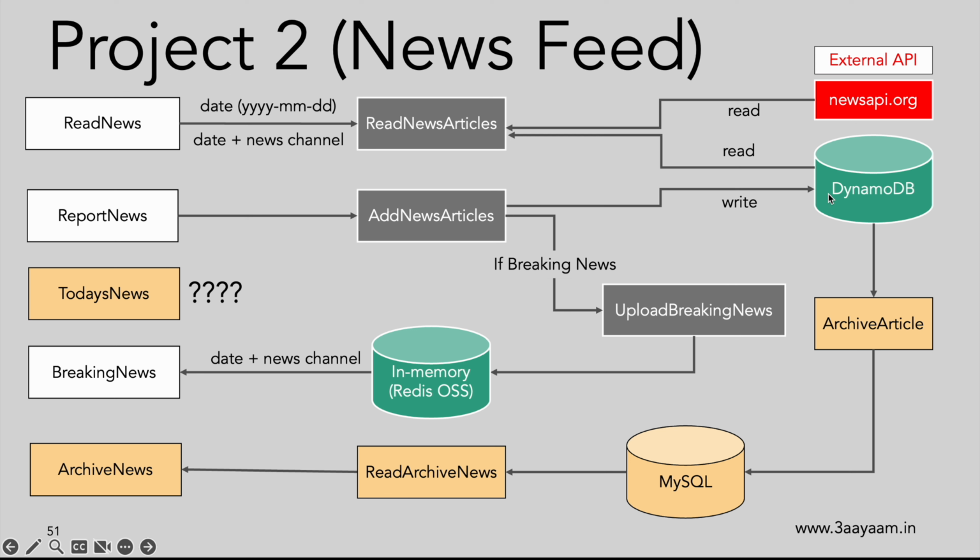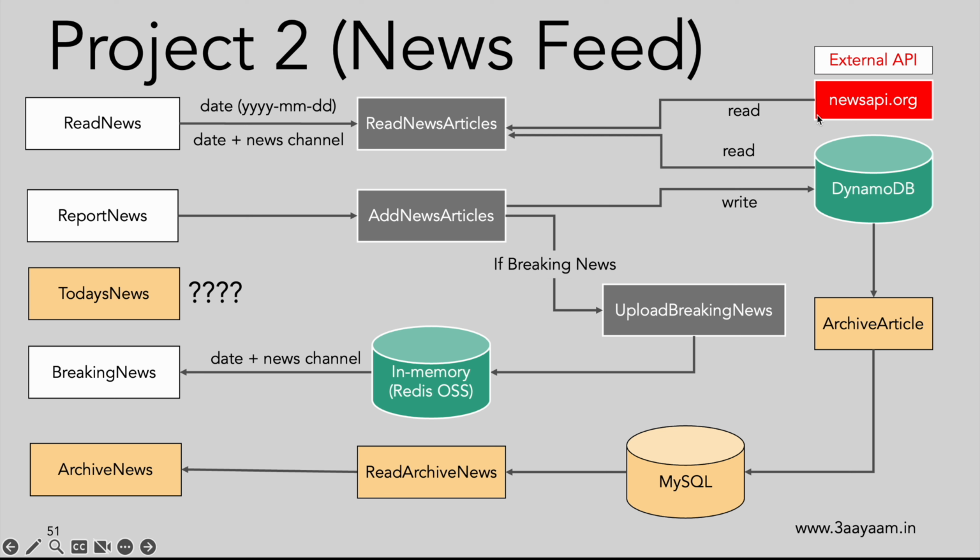And this time around, I'll be using NoSQL databases in both the cases. I'll be using AWS DynamoDB and an in-memory database called Redis open source, and also use an AWS service called Elasticache. So these are the two databases that I'm going to use. What this API would do is read from DynamoDB. It would read all the articles for a particular date and a particular channel, or for a particular date only, and all of this would be read from DynamoDB.